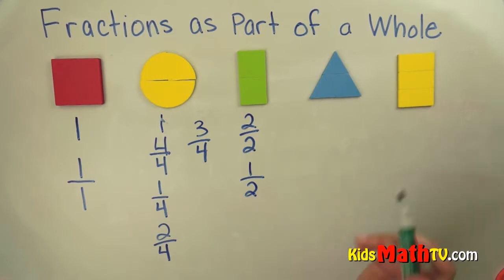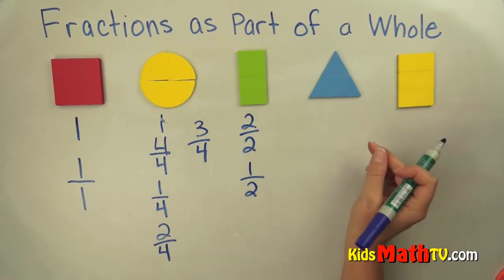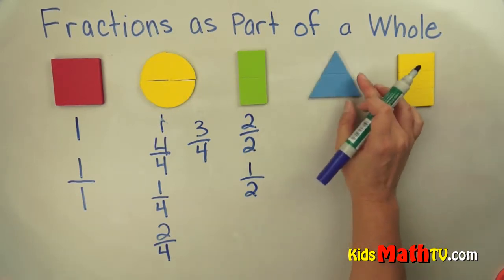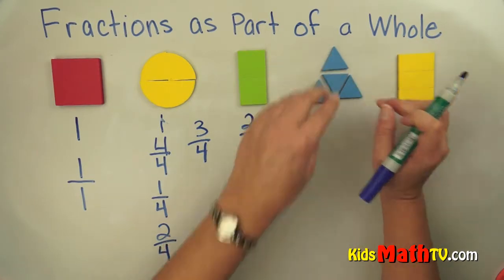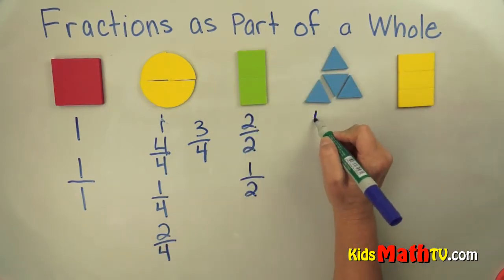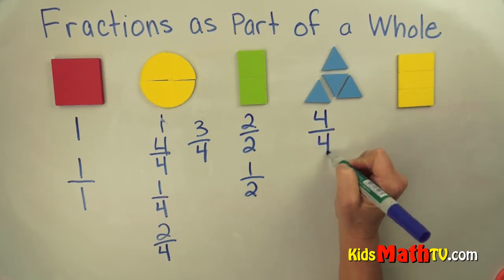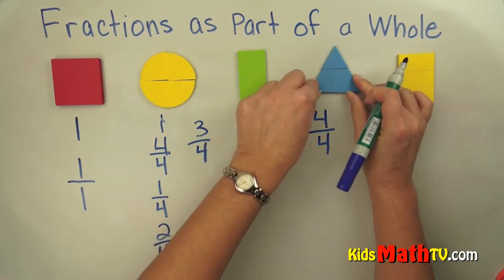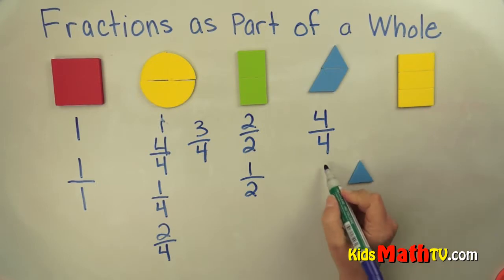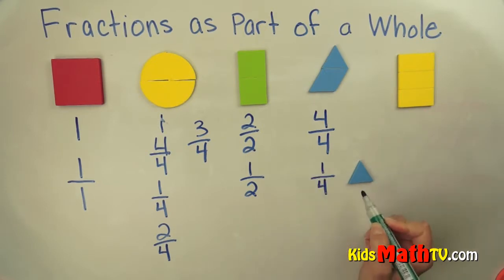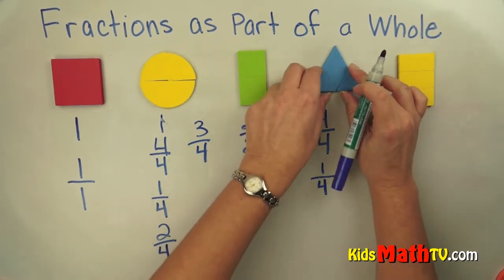Okay? Here I have a triangle. One whole triangle, and this triangle is split up into 4 pieces. So the whole triangle is 4 pieces out of 4 pieces. And again, I can do parts. I can take out 1 out of the 4 pieces.